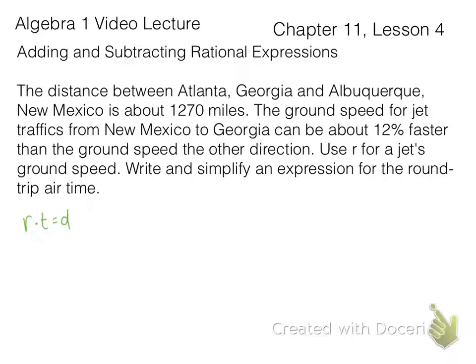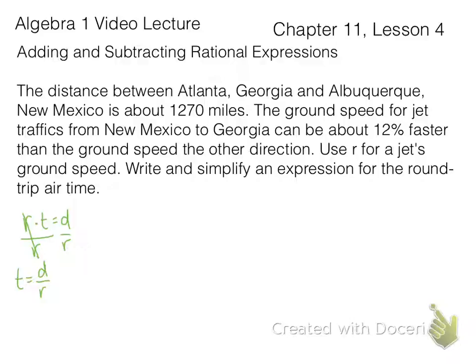So, all of you should be very familiar with the rate times time equals distance formula. It should be ingrained into your brain like no one's business. All right? So if we use this formula, we can actually find the time, because that's what we want. We want to be able to add the two times to figure out the total time of a round trip. All right. So if we divide by r, we're going to get t is equal to the distance over r.